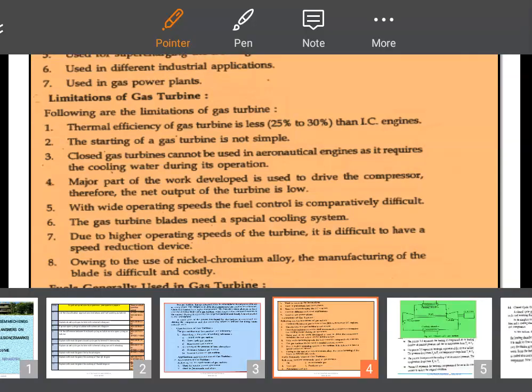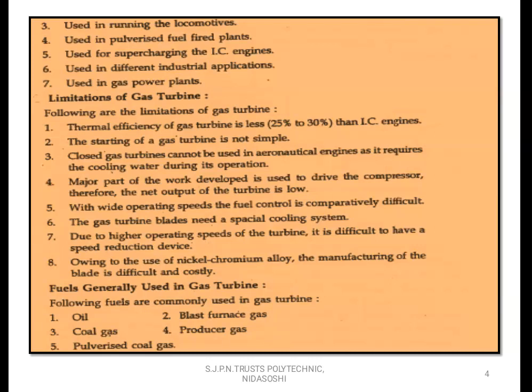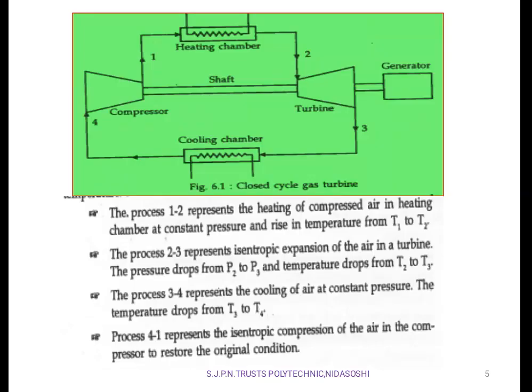So to avoid the corrosive effect, we are using nickel chromium alloy, so the manufacturing of the blade is costlier. Next, the general fuels used are oil, blast furnace gas, coal gas, producer gas, pulverized coal gas. So this is a 5 marks question.